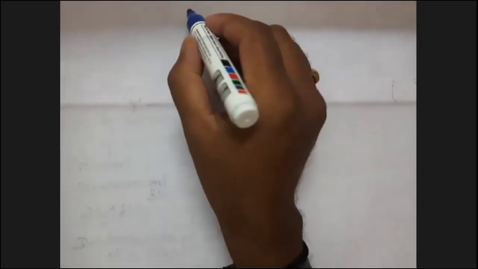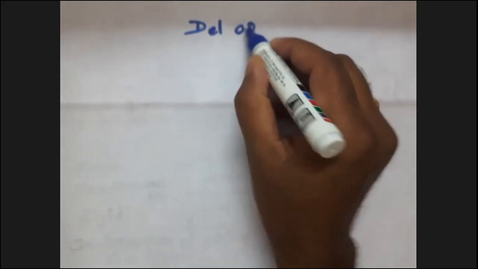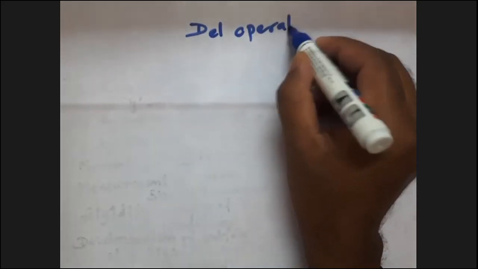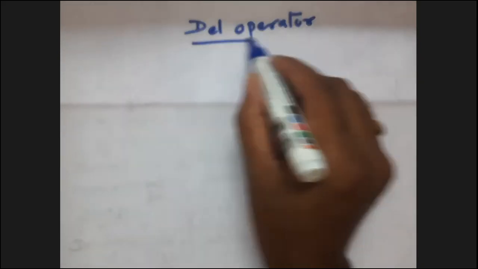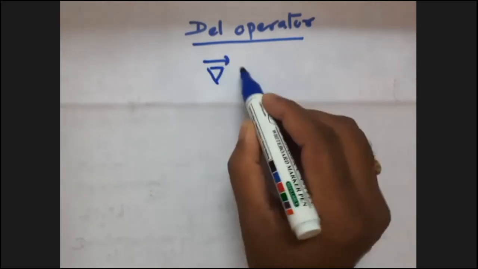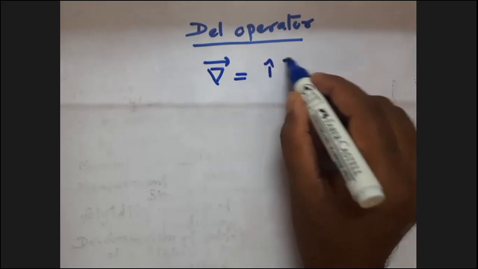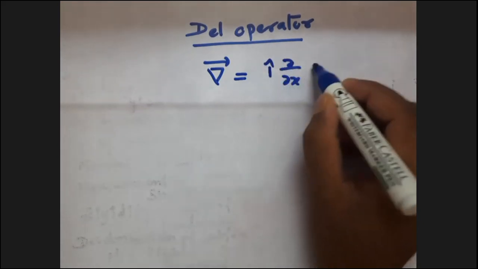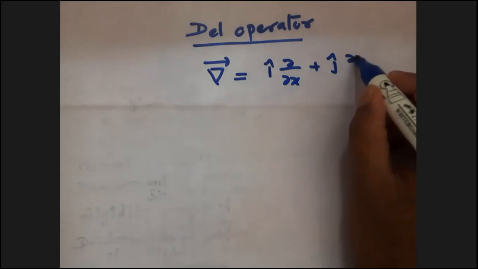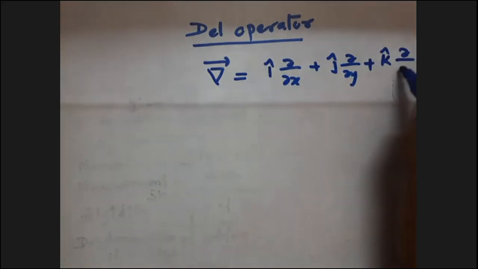First, let us discuss the del operator once again. What is the del operator? In the last class, we discussed this. Del is a differential operator. Mathematically, it is expressed as del bar equal to i cap dou by dou x plus j cap dou by dou y plus k cap dou by dou z.